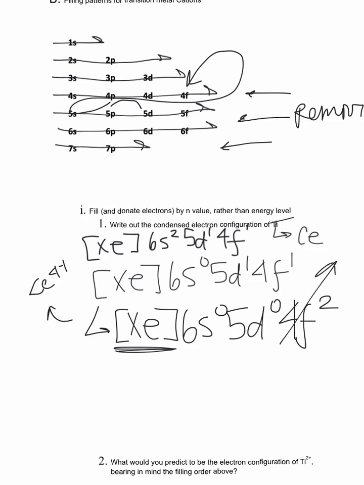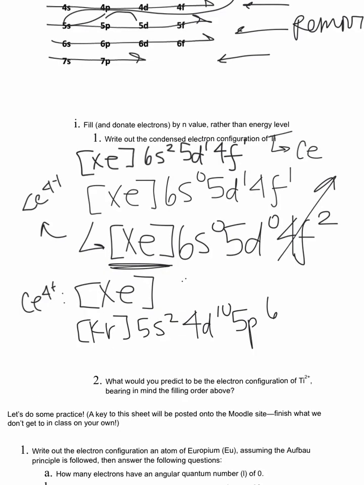So we can write its configuration as Xe, but you'll also see this written as krypton 5s2 4d10 5p6. The second way of writing this electron configuration indicates that after removing the original outer electrons in the 6s, 5d, and 4f subshells, the new outer electrons are in the 5s, 4d, and 5p orbitals.